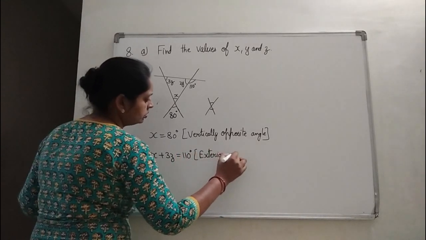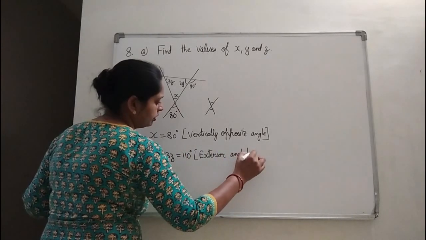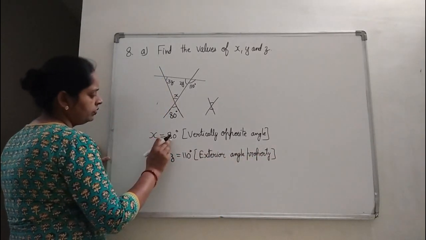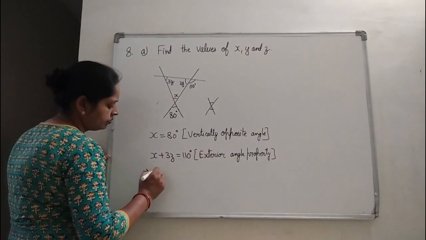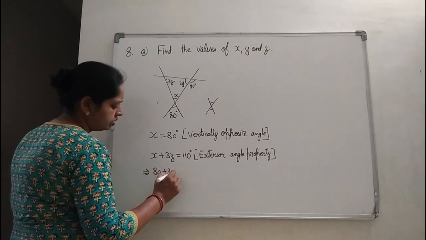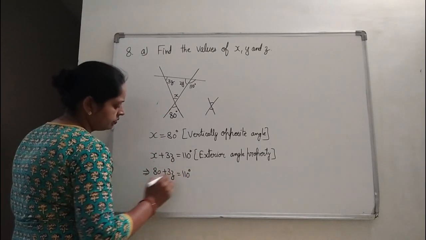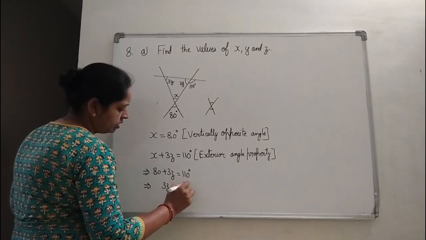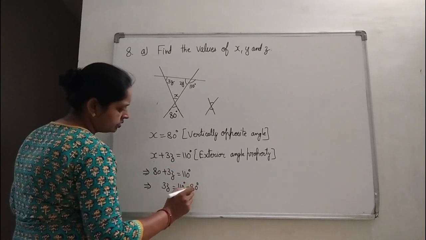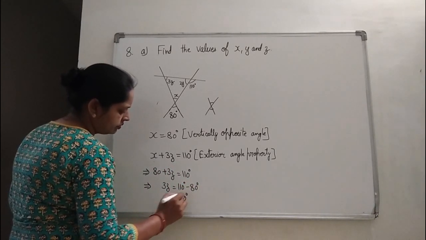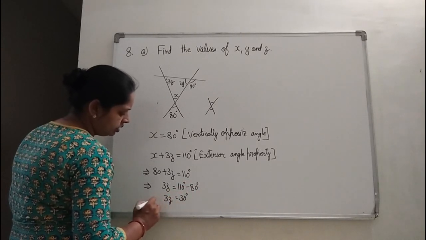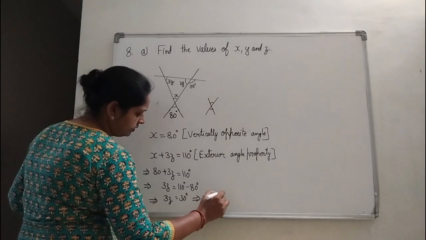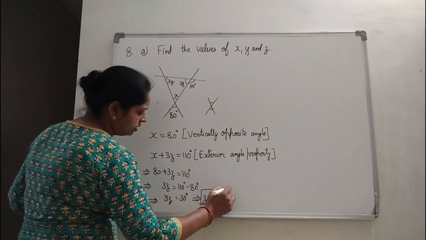Exterior angle property. We got the value of x, that is 80. So put the value. 80 plus 3z is equal to 110 degrees, which implies 3z is equal to 110 degrees minus 80, that is 30 degrees. 3z is equal to 30 degrees, which implies z is equal to how much? 10 degrees. 30 divided by 3 will give you 10. So we got the value of z.